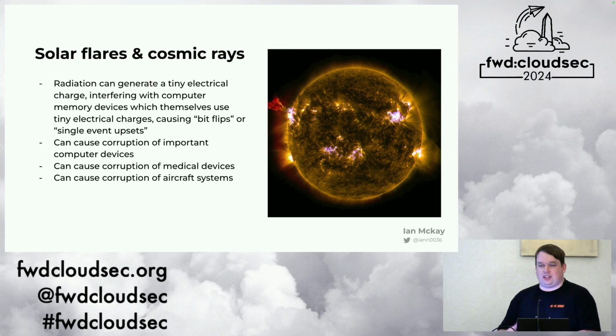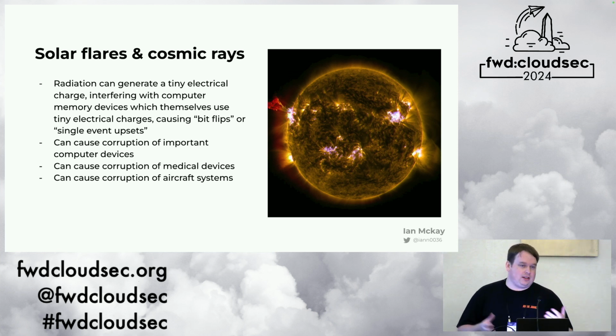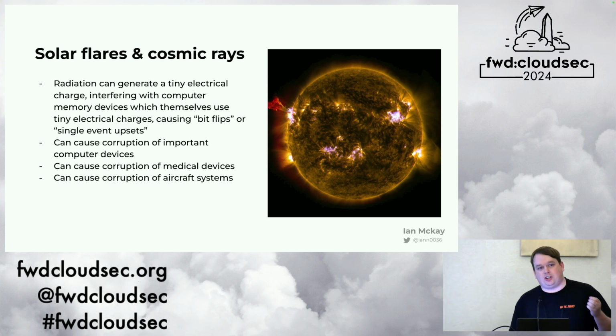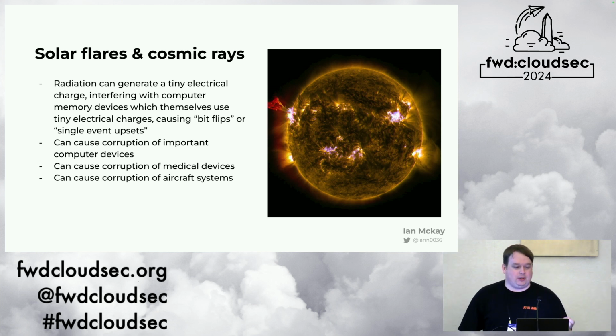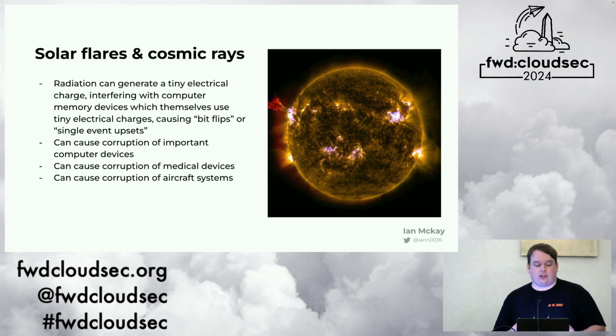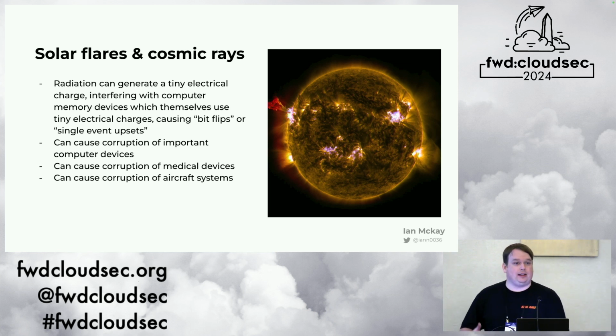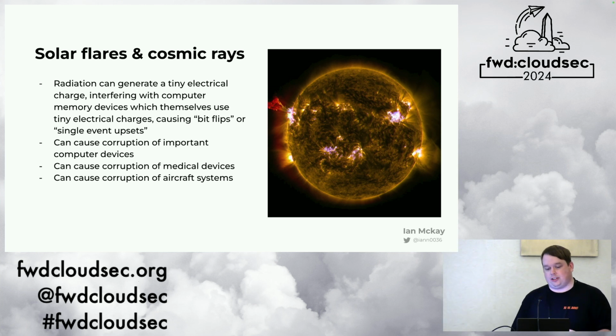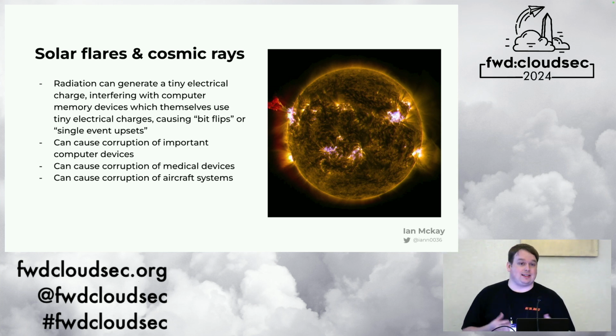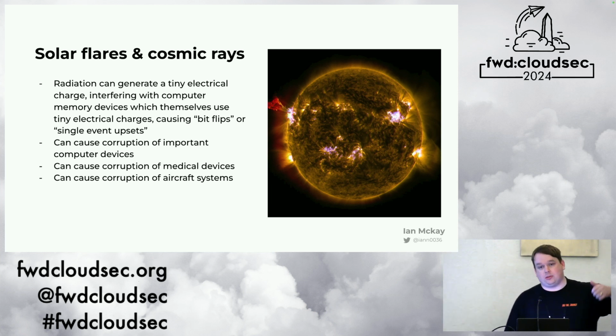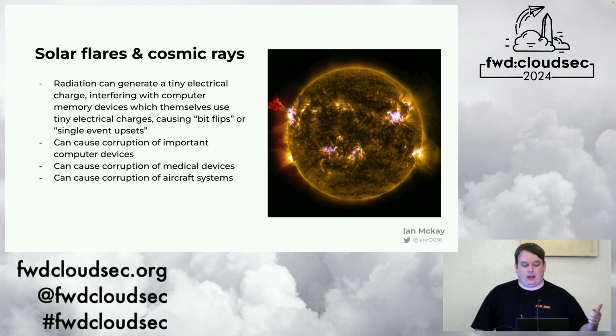Under certain circumstances, which are very rare, but common enough that you would experience it, these can generate tiny electrical charges. Now, this is actually really important because computer memory devices like RAM also store their memory as tiny electrical charges. Now, when these two things interact in this very rare circumstance, it can cause what's known as a single event upset or a bit flip. That means a 1 turns to a 0 or a 0 turns to a 1.